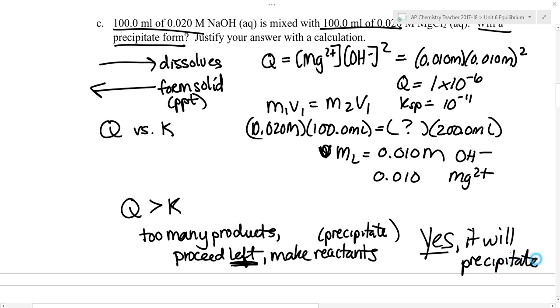If someone asks you to predict the direction in which a reaction will go, they could be asking you to do it theoretically using Le Chatelier's principle, or if they're giving you some numbers, then what you probably need to do is calculate Q and compare it to K.